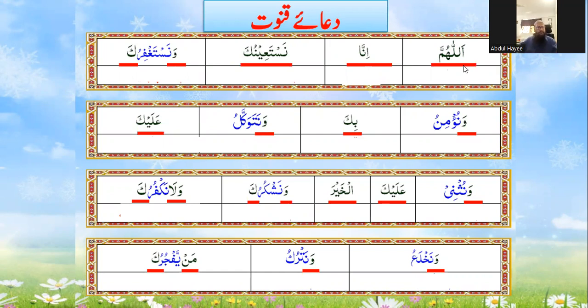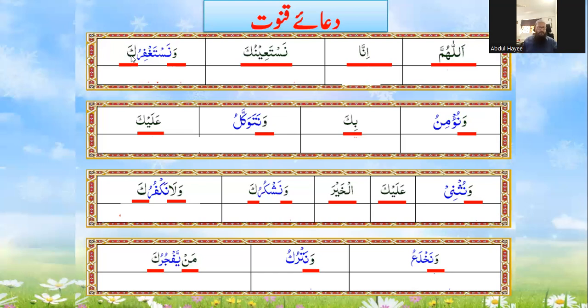Look, Allahumma, we know the meaning. Allahumma, oh Allah, is a fixed word for Allah, and we have learned this meaning. Inna means indeed. Nasta'inuka: Nasta'inu, ka means you. Nasta'in, we have it in Ihdina sirat al-mustaqim, sirat al-ladhina an'amta alayhim. There we saw nasta'in. Yes, this is a new word. Wa, we know the meaning of wa. We know the meaning of ka.